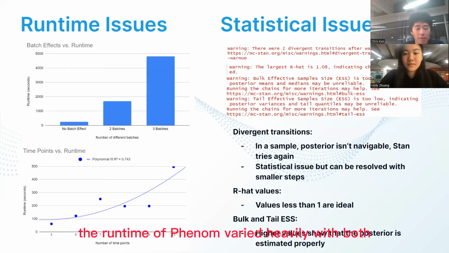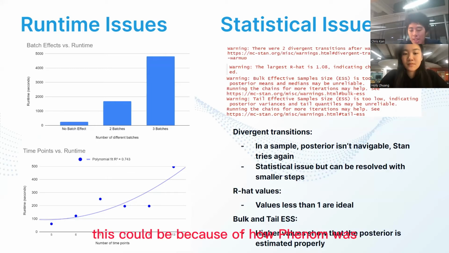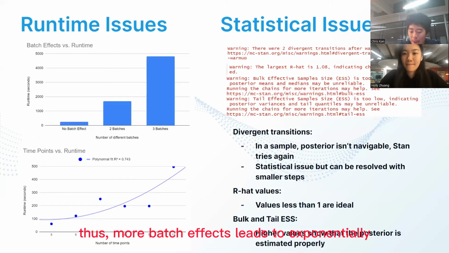The runtime of phenom varied heavily with both the number of time points and batch effects, as you can see in the graphs. However, it seems like the batch effects had a much more significant effect on the runtime. This could be because of how phenom was designed to make the GP models for not only the batch effects, but also the relationship of batch effect and fixed effects. Thus, more batch effects leads to exponentially more models formed.